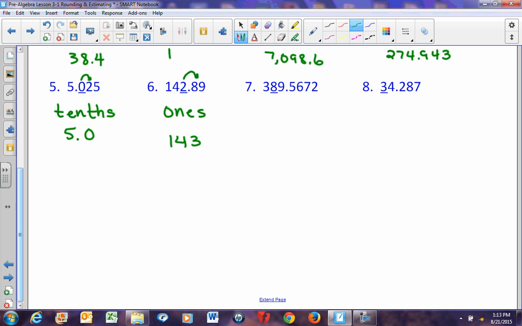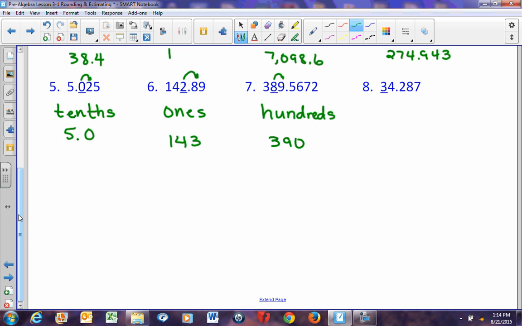389 and 5,672 ten-thousandths. The 8 is in the hundredths place, not hundreds. Make sure you know the difference between DS and THS. This 1 is after the decimal point, this 1 is before the decimal point. If it ends in DS, then it's before the decimal point, and THS is after the decimal point. I look to the right, it rounds it up, so it's 390.